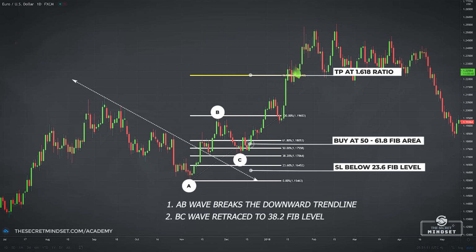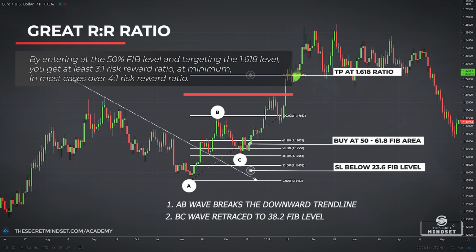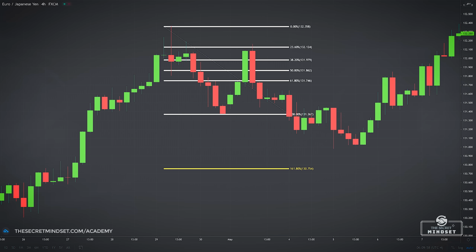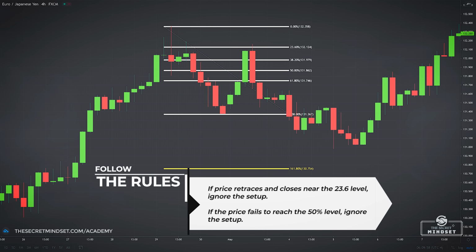ratio. The risk to reward ratio is maybe the most important metric in this trading strategy. By entering at the 50% Fib level and targeting the 1.618 level, you get at least 3-to-1 risk-reward ratio at minimum, in most cases over 4-to-1 risk-to-reward ratio. Remember the rules we've discussed before. If price retraces all the way to the 23.6 level, ignore the setup. And if price doesn't reach the 50% level, again, look elsewhere.